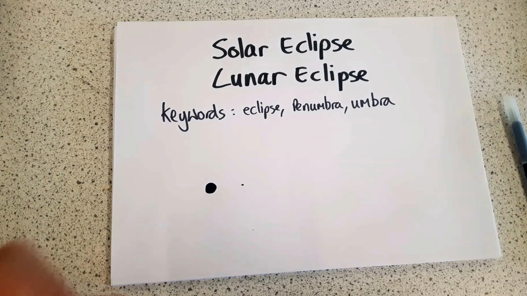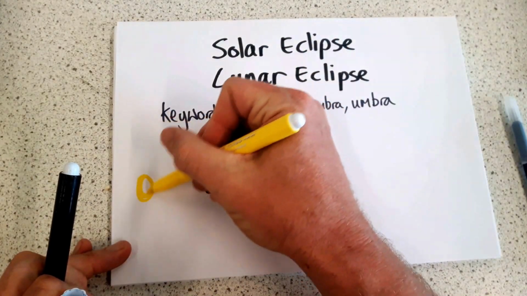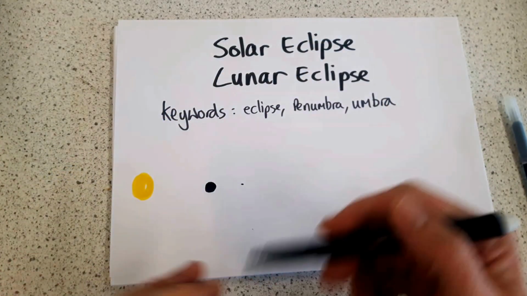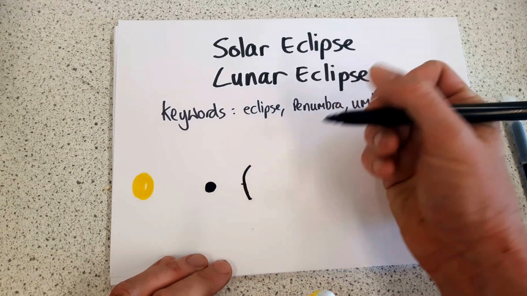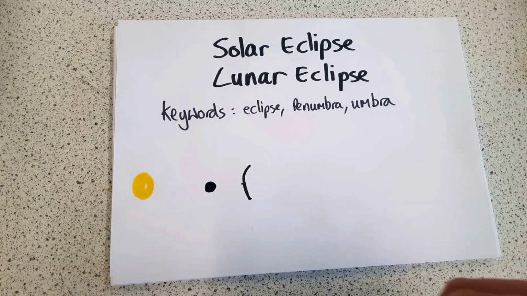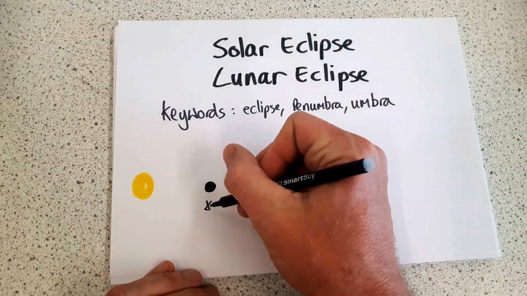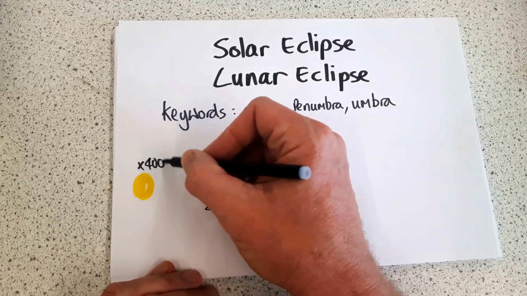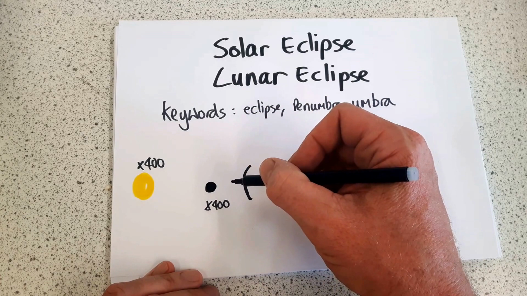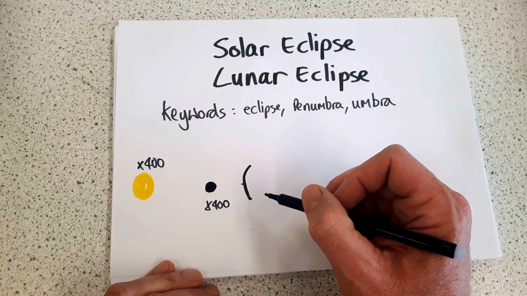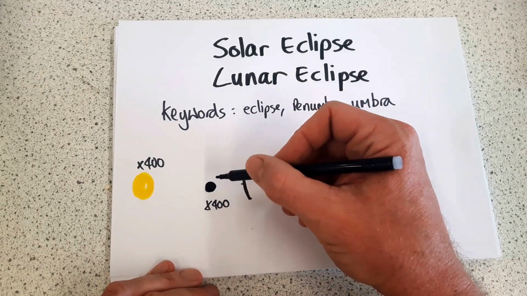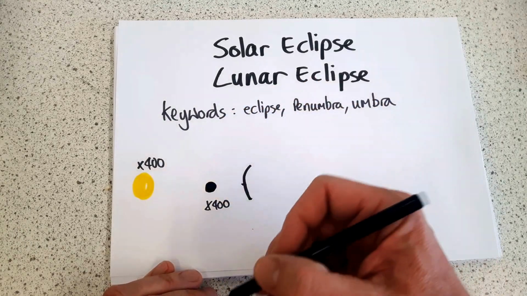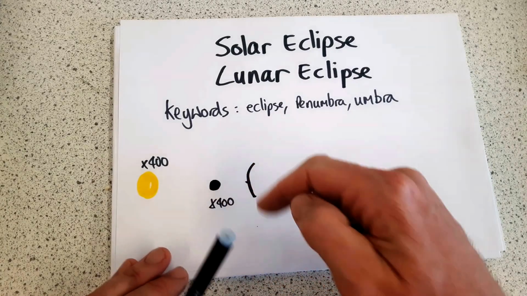and this is the sun, nothing's drawn to scale, but it just so happens that the moon is 400 times closer to the Earth than the sun is, but the sun is 400 times bigger. And what that basically means is that the moon, when you view from Earth, will just cover the sun at certain points if they happen to line up.